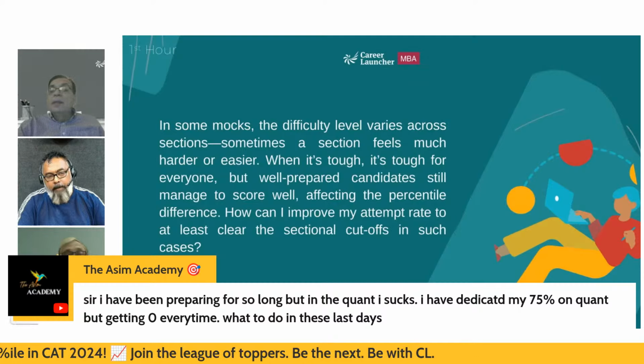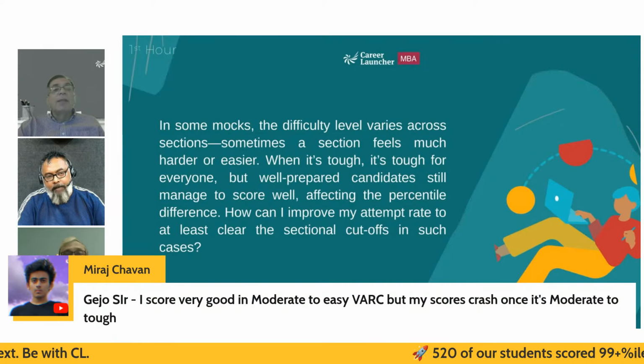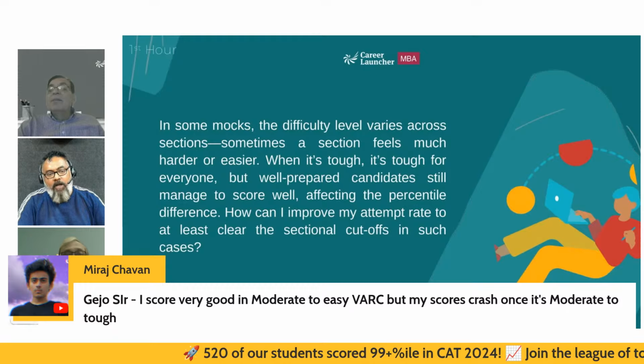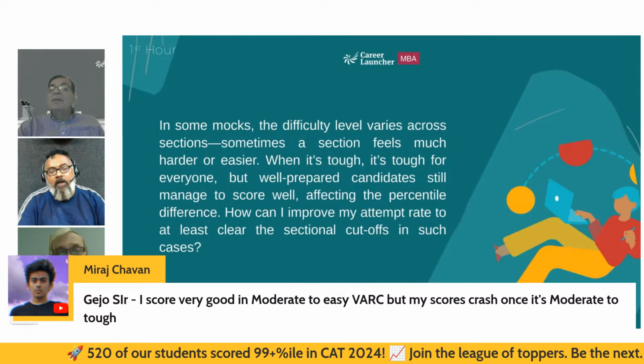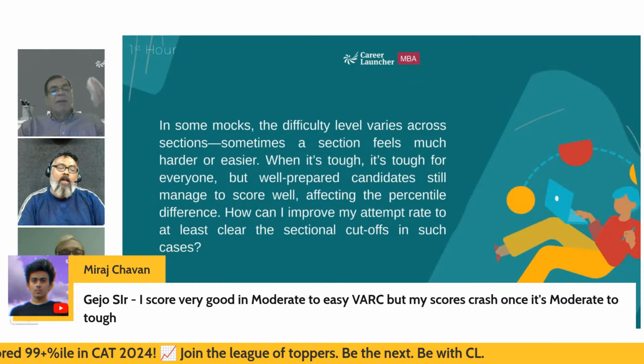Okay, there's a question out here. Jijo, this one is from verbal, again I'm passing it on to you, but I don't know what to answer. I score very good in easy to moderate VRC, but my score crashes once it's moderate to tough. When the level of difficulty goes up, I go down.